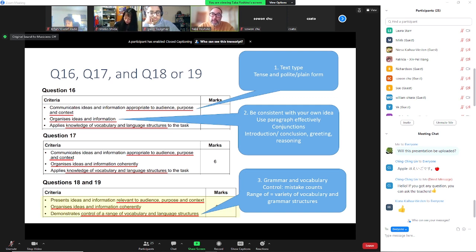And when we talk about a range of vocabulary, you might think: I've used one grammar structure in question 17, so I don't have to use it for question 18. No, it's not like that. The people who are marking questions 16, 17, 18 and 19 are different. So if you use a particular grammar form for question 16, you can still use it in 18 and 19 because different people are marking.